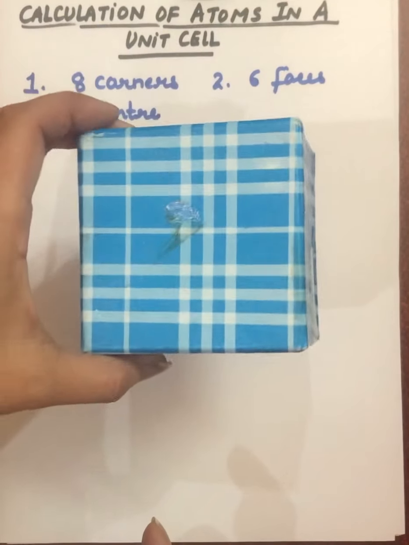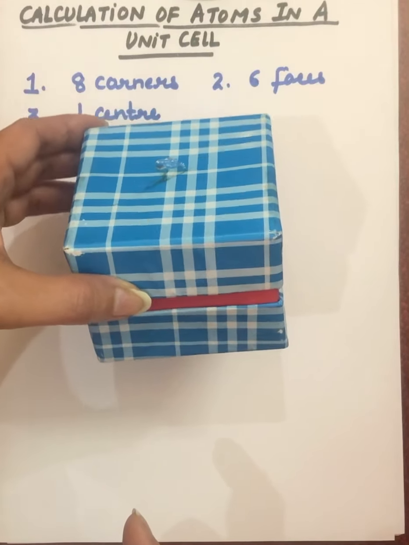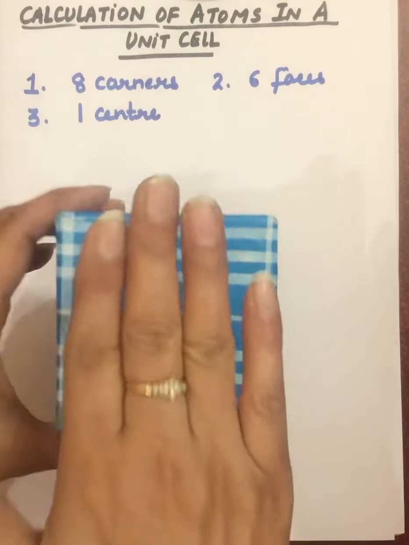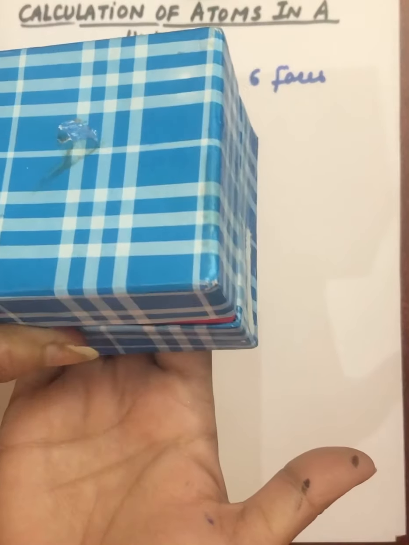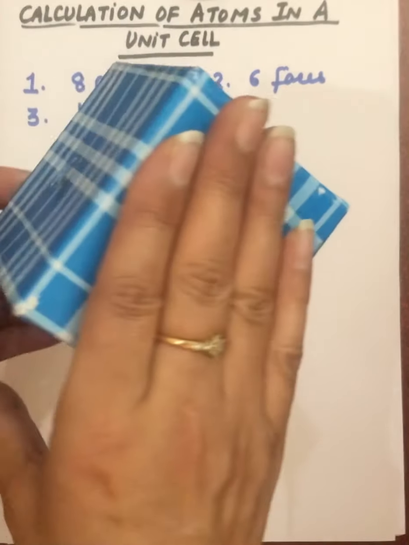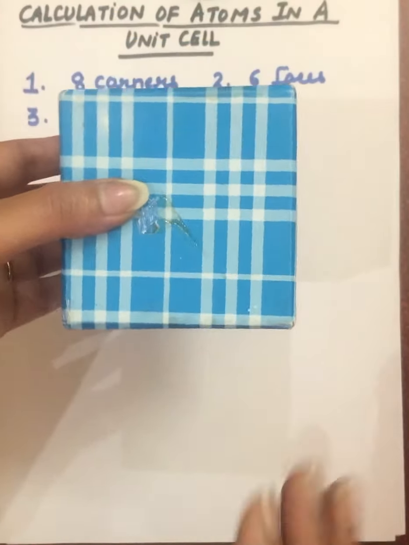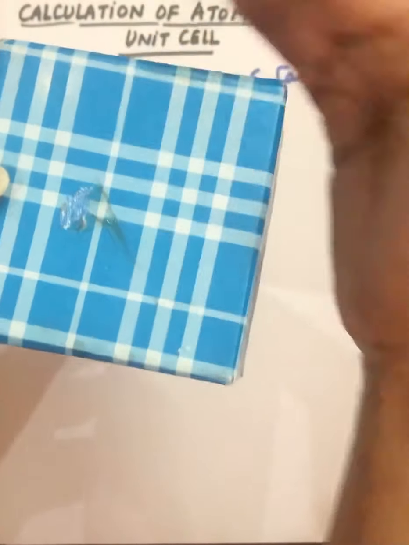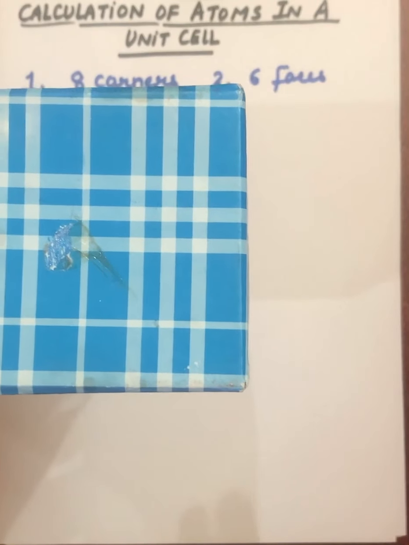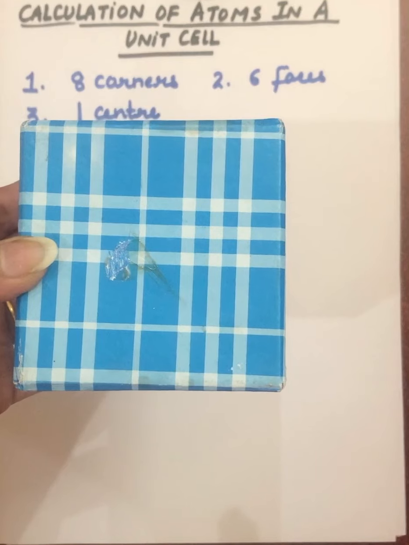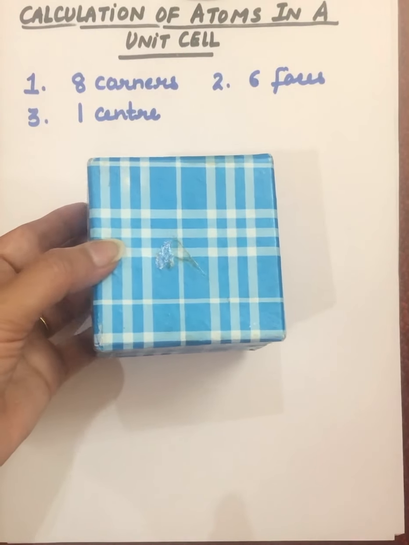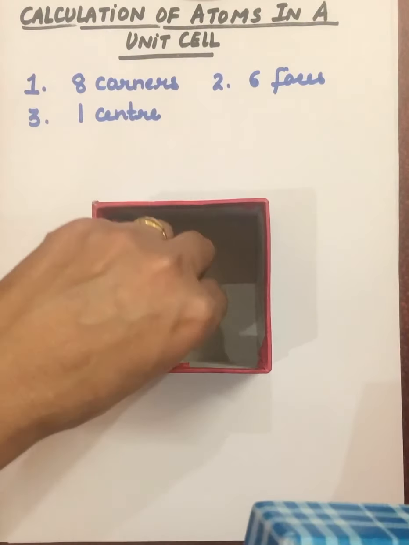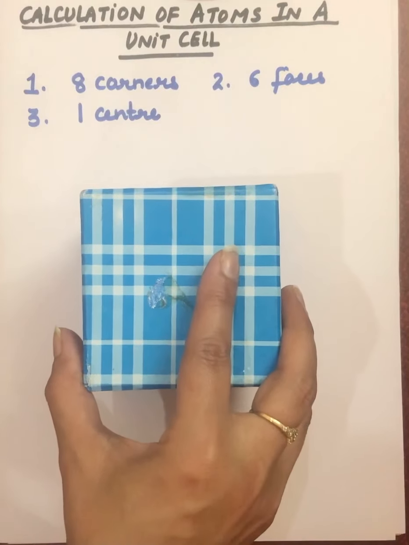So in a unit cell there are how many corners? There are 8 corners. After that 6 faces. In a unit cell there are 6 faces. This top part, then this bottom part, then this side, this side, this side, and this side. Like in a room you can understand there are 6 walls. One is roof and one is the floor. So in one unit cell there are how many faces? There are 6 faces and one body center. Inside this unit cell, in the center, there is one body center.